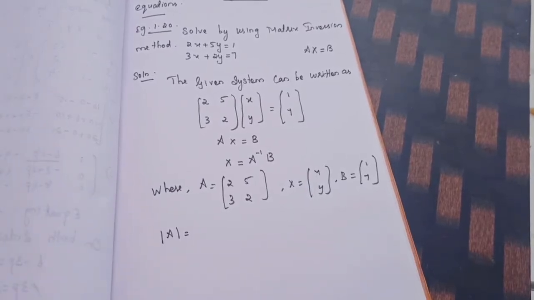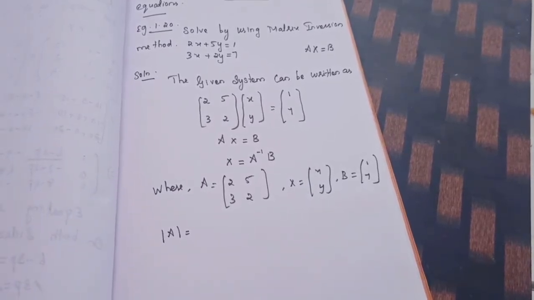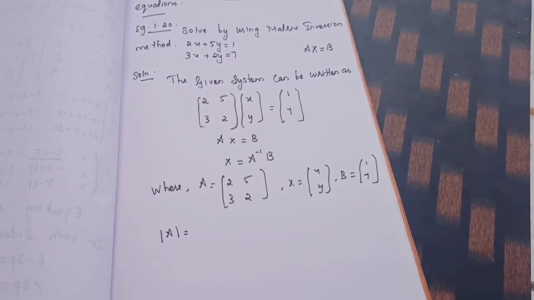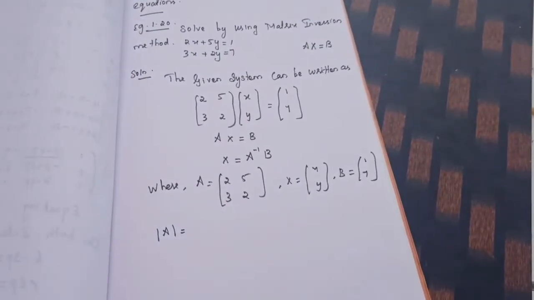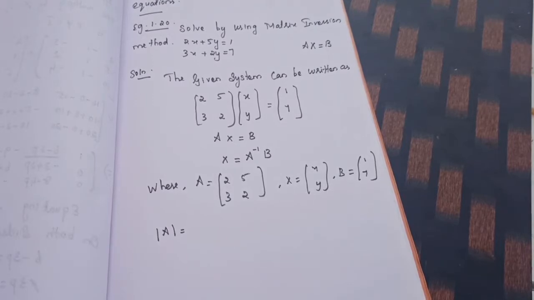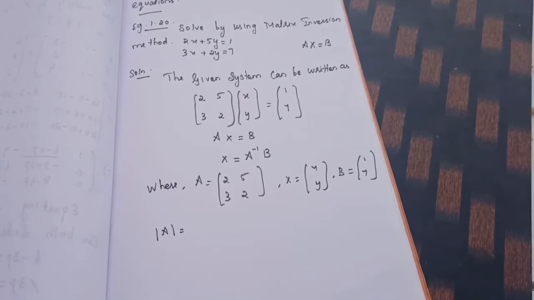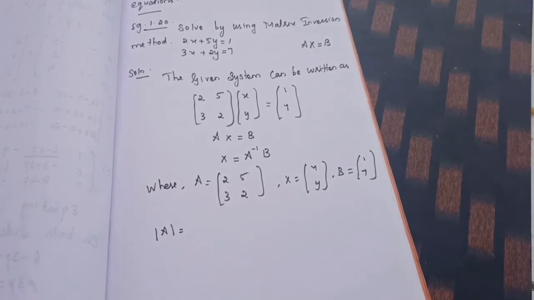Whatever you have learned in the last section, that same thing only we are going to do. Only this much is different. Understand? So how will you find A inverse? A inverse means 1 by determinant of A into adjoint of A. So we need to find determinant of A and adjoint of A, then find A inverse, and afterwards multiply A inverse and B, and you will get the answer.